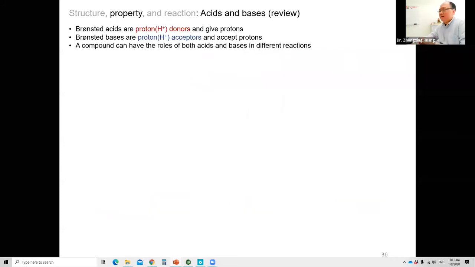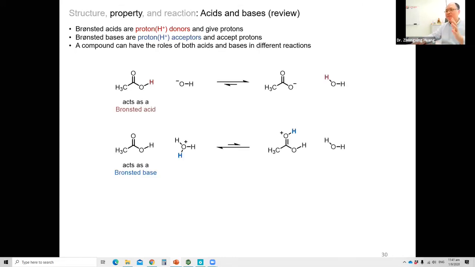The next concept I'm going to review with you is acids and bases. You know that Bronsted acids are proton donors, and bases are proton acceptors, Bronsted. But a compound can have the roles of both acid and base in different reactions. Why is that? Let me show you an example.